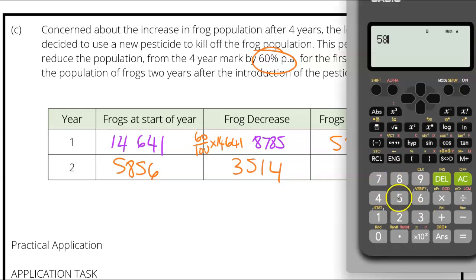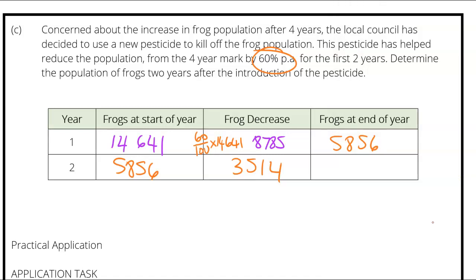And subtract, 2342. So at the end of the 2 years, we've still got 2,300 plus frogs, which potentially could bring that population back to where it was and then exceed it even further. Right? So, but anyway, that's where we're at, 2,342 or thereabouts. Okay?